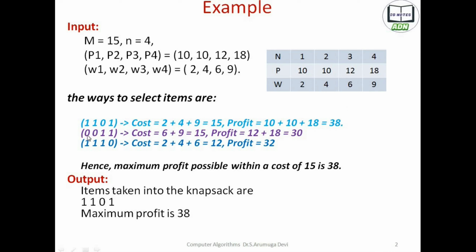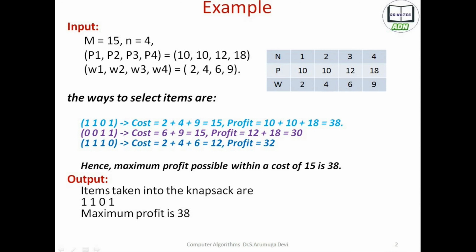For the next choice, we take only the third and fourth items. We filled 15 kg, but we can achieve a profit of only 30. And when you take the first 3 items and leave the fourth item, for example 6 plus 6, only 12 kg is filled, and the profit achieved is 32.